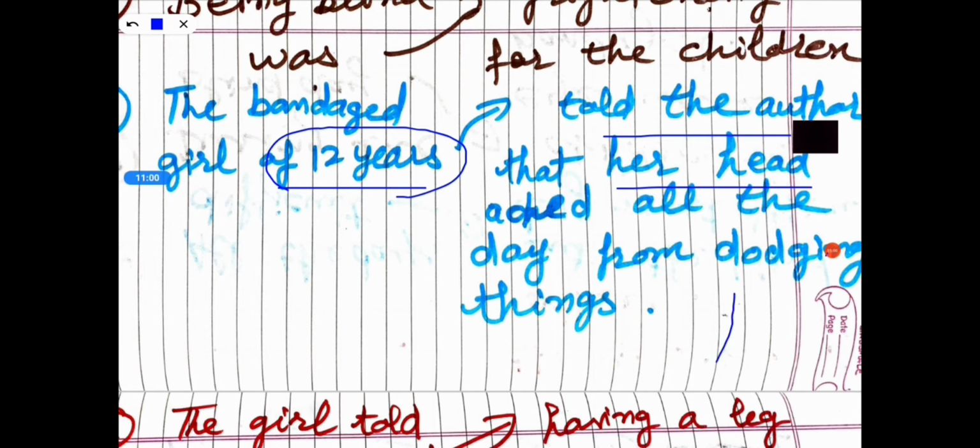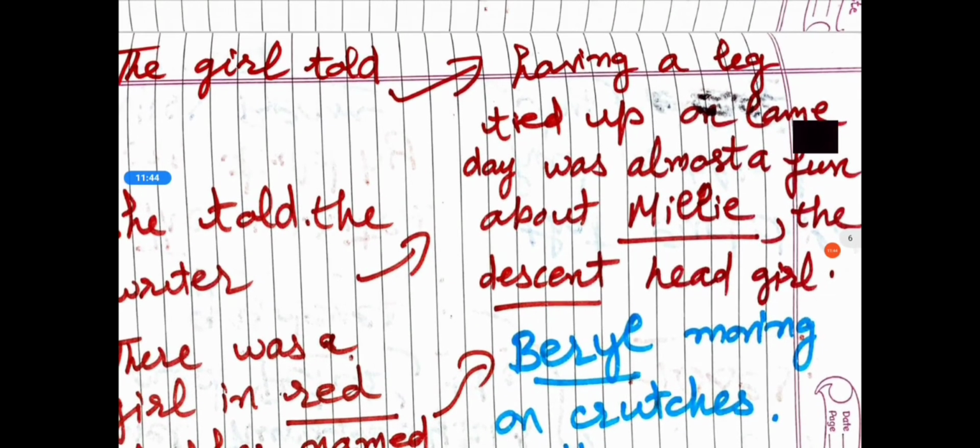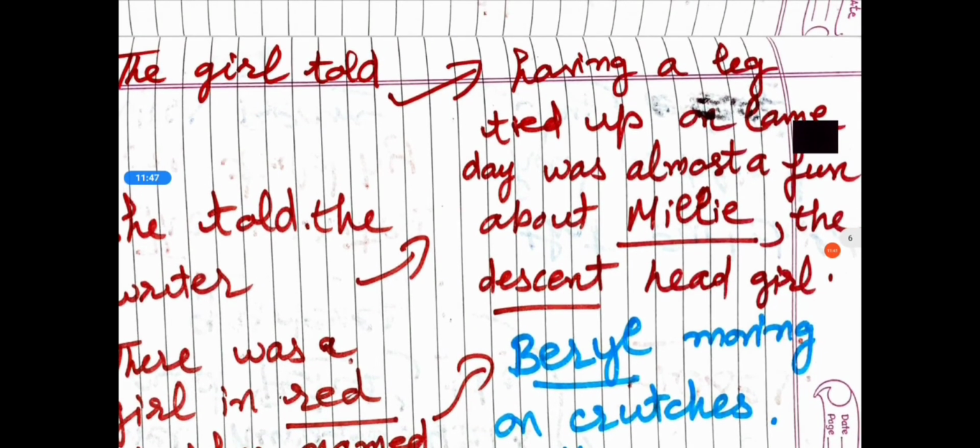So in the beginning, the author met a girl with bandaged eyes. She was about 12 years old, and she was being led very carefully by a boy 4 years junior to her, and she was walking between the flower beds. Now the girl told the author about the experience of the lame day, because each child has to play different roles. They have to play lame and blind and deaf.